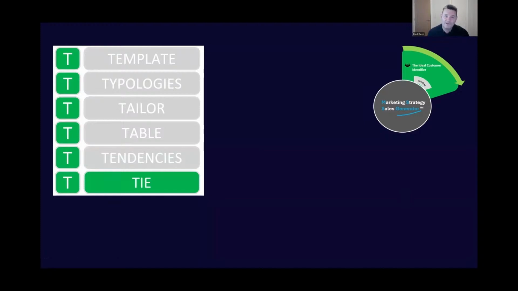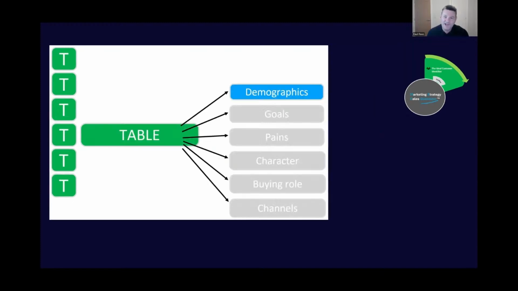And next is tie. So what do I mean by tie? Tie is the stage of combining personas together that are similar across your different ideal customer profiles. Why is it important? It's important to distill the number of target personas so that you can be relatively focused with your efforts.